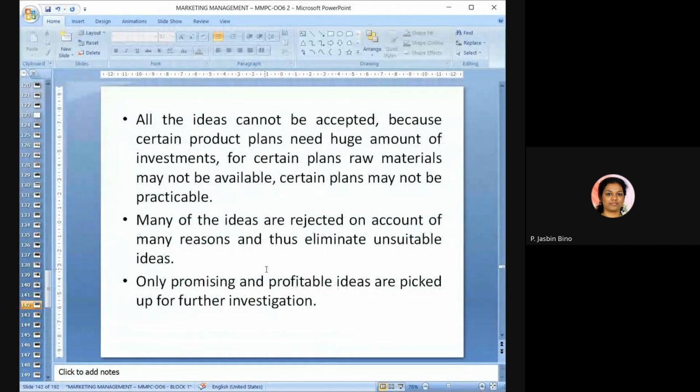So all the ideas cannot be accepted. There will be more ideas, so each one will be evaluated. We cannot accept all the ideas because certain ideas need huge investment.